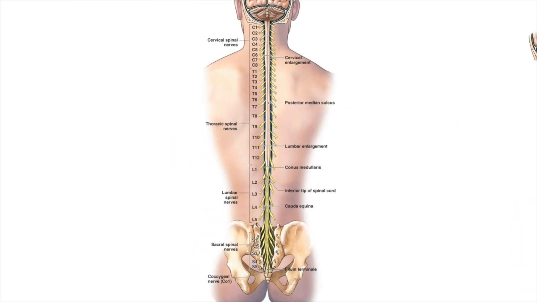The spinal cord has 31 pairs of spinal nerves, as you can see here, and they're named basically after the vertebrae which they lead from. So the first 8 are cervical, then we have thoracic, lumbar, sacral, and 1 coccygeal.